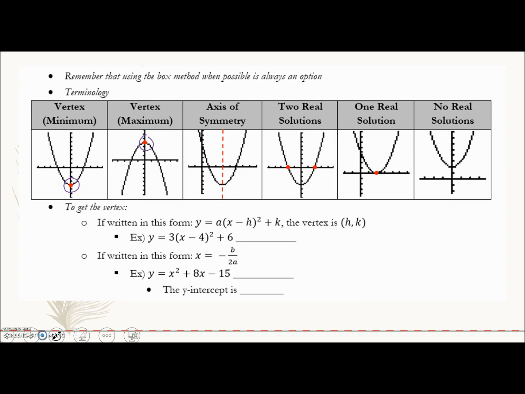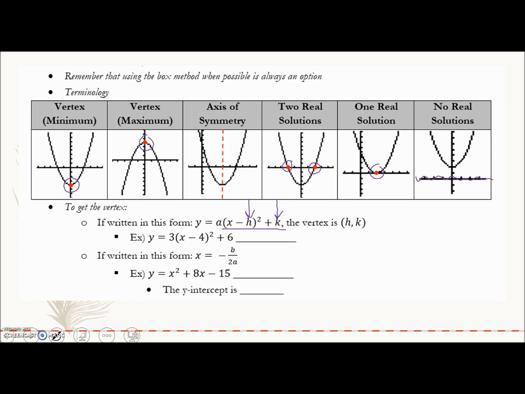2 real solutions means it's crossing the x-axis twice. 1 real solution, it's only touching down once. And no real solution means it's not touching the x-axis at all. So to get the vertex, if it's written in this form, sometimes it'll give it to you in that form, then the vertex is whatever that number is the x value, and whatever that number is the y value.